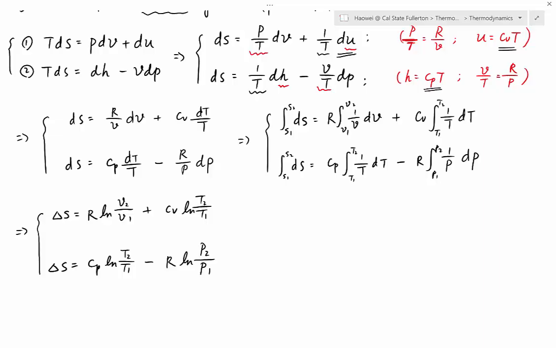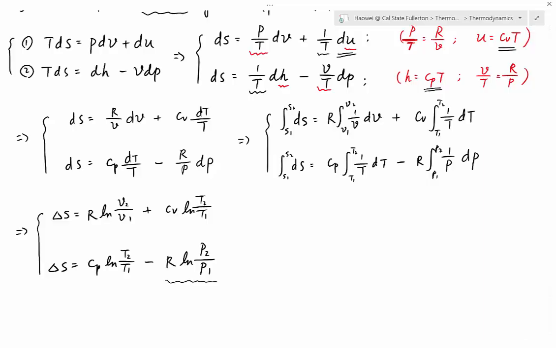Choosing an appropriate equation will make your calculation easier and faster. So for example, if I tell you the process is a constant pressure process, which one do you think is easier to use? The first one or the second one? We will probably choose the second one because if it is a constant pressure process, P2 over P1 will be equal to 1, and natural log 1 is equal to 0, so the second term just goes to 0.